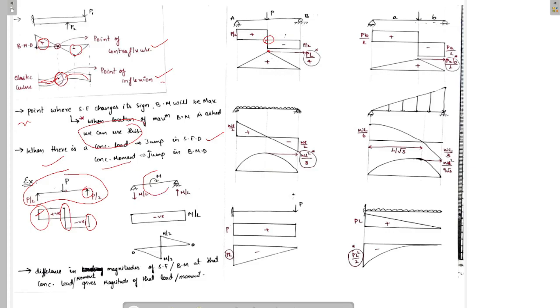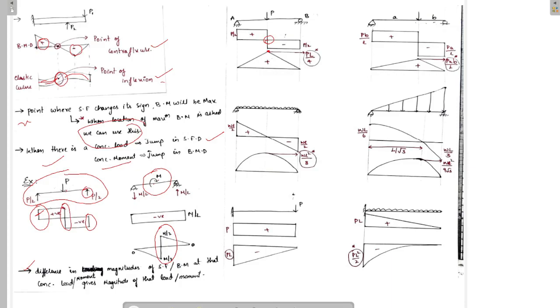Now here, if we observe, there is a concentrated moment here. Because of this concentrated moment, there will be a jump in the bending moment diagram. Okay? And I'll be explaining other points. See, the difference in magnitudes of shear force or bending moment at a point where concentrated load occurs gives the load or a moment at that point.